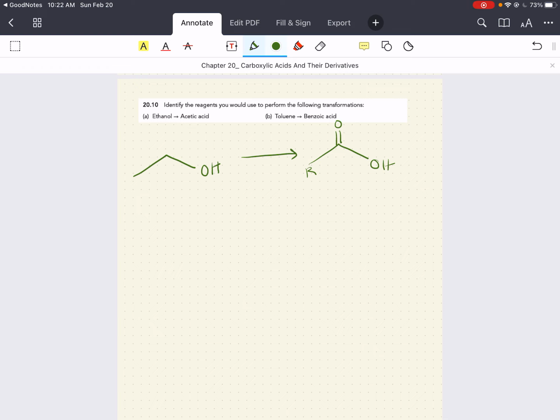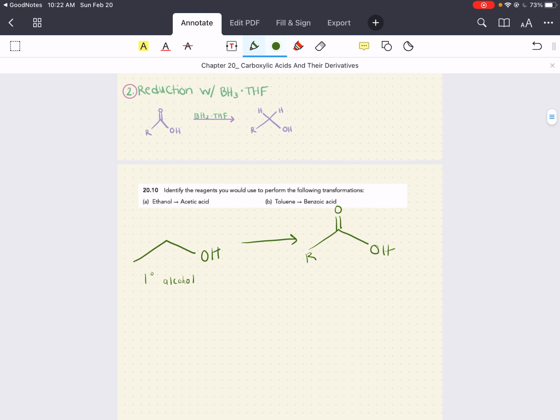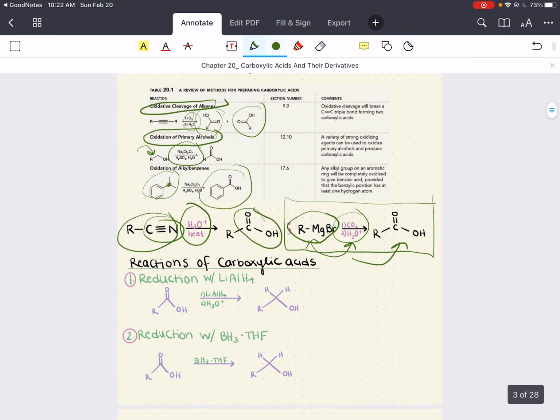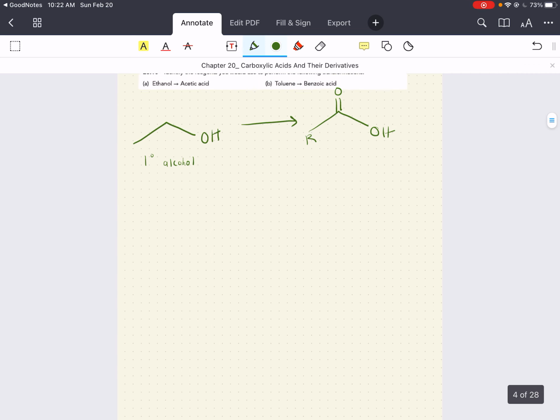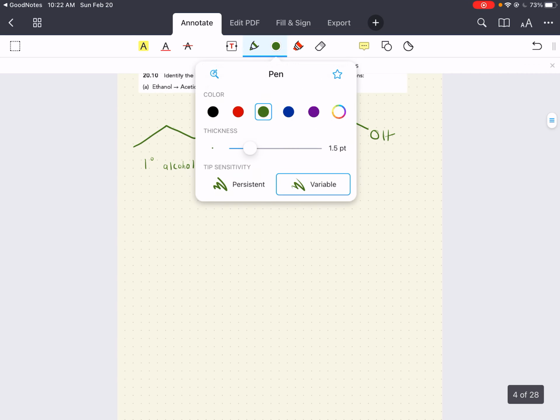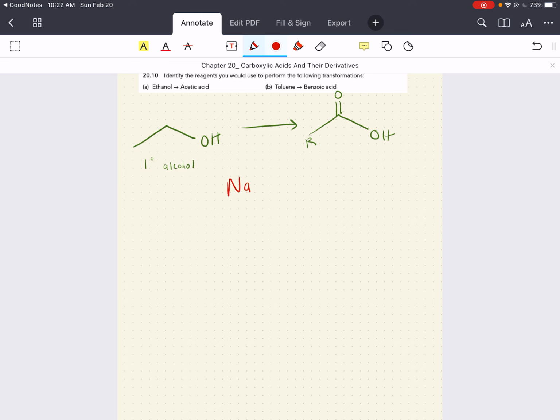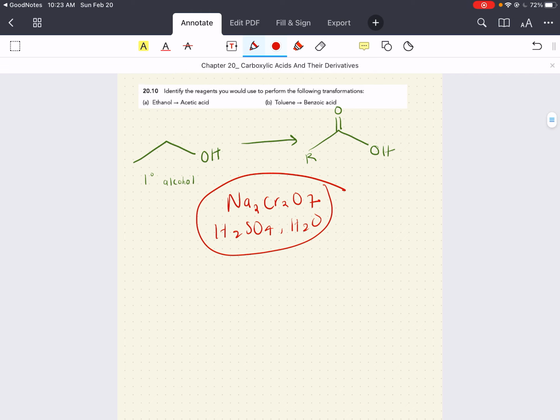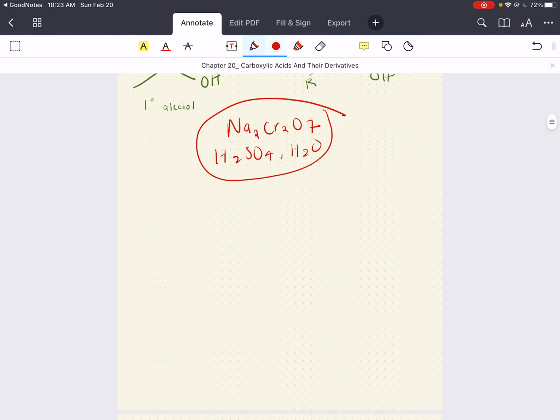All right, what can we do to convert ethanol to acetic acid? Well, ethanol here is a primary alcohol. All right, and we're trying to convert our primary alcohol into a carboxylic acid. We know how to do this, guys. What we need is a strong oxidizing agent, something like sodium chromate, sulfuric acid, and water. This will convert our primary alcohol into a carboxylic acid. This will perform the reaction we need here. Fantastic.